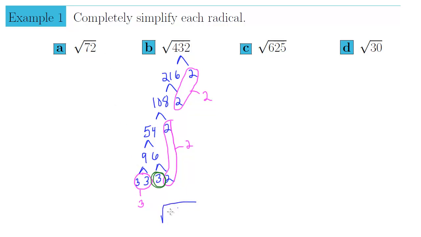So using these groupings, I can jump straight from the factor tree to the simplified form. Root 432 is going to be equal to, let's see, on the outside I have a 2, a 2, and a 3 being multiplied. And on the inside of the square root I still have a 3 left. So altogether 2 times 2 is 4, times 3 is 12. Root 432 is equal to 12 root 3.